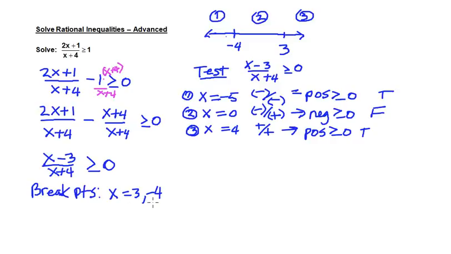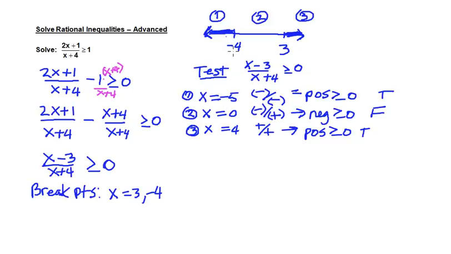Now that we've shown the true regions, we want to shade those true regions. So region 1 is true, and region 3 is also true, but region 2 is false, so we will leave that blank. And the very last thing that we should do is to look at the breakpoints.